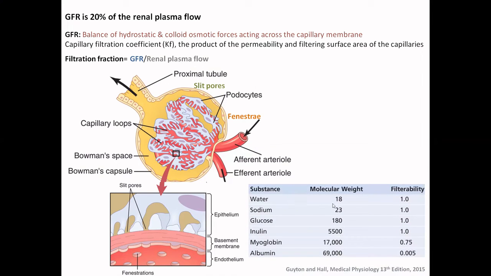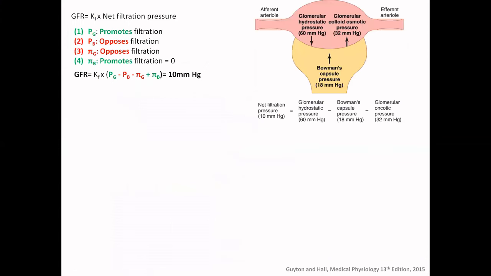And this is how the molecular weight is responsible for the filterability. When the molecular weight is small, it is 100% filterable, as with water, sodium, glucose, and insulin. Filterability is 1. While for a bigger molecule, filterability is very low, 0.005. So the glomerular filtration rate is equal to Kf, the constant, times the net filtration pressure. Whatever we have discussed earlier, we are going to discuss here in detail.